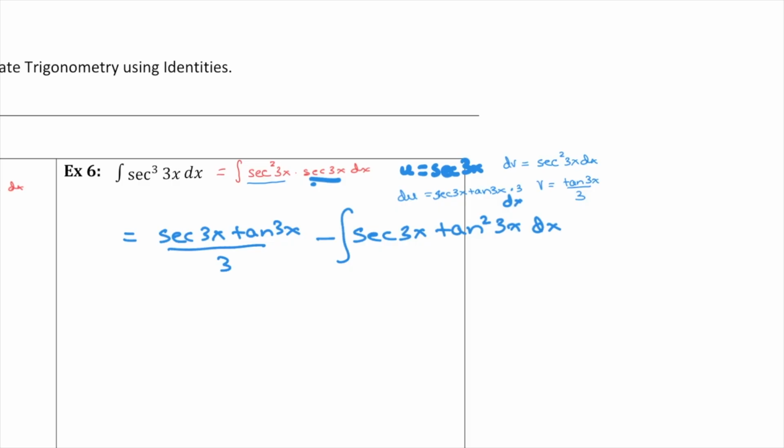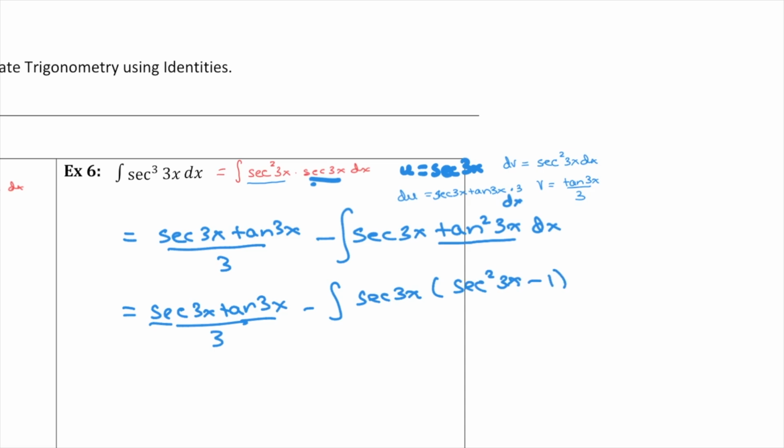All right, now look at our secant 3x and the tangent 3x. We could take a look at this problem and think of it this way. What if we were to replace the tangent squared 3x with its trig identity? So let's go ahead and do that. We have secant 3x tangent 3x divided by 3 minus our integral. Here's my secant 3x, and then the tangent squared 3x. What's that equal to? You should know your trig identities. And we're going to get the secant squared 3x minus 1 dx.